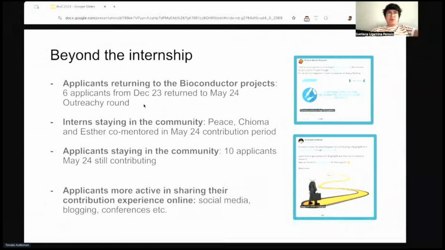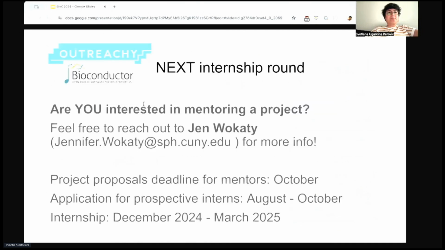And we are also seeing increased online activity with the applicants sharing their experience through social media, blogging, at the conferences. This sustained involvement underscores the lasting impact of our inclusive internships in building a vibrant and engaged community.